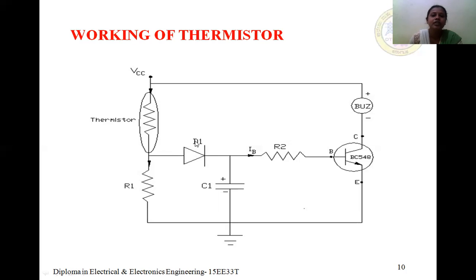Here, the diode is used for enabling unidirectional conduction. To conduct only in one direction, this diode has been used. And the capacitor C1 is used for suppressing the transients from the thermistor. So this is the working of the thermistor. Thermistor is used for fire protection by using the alarm.